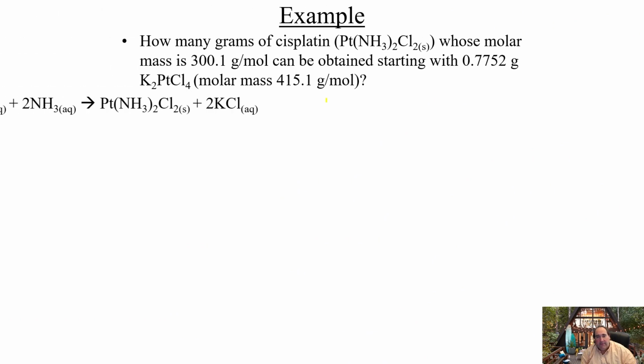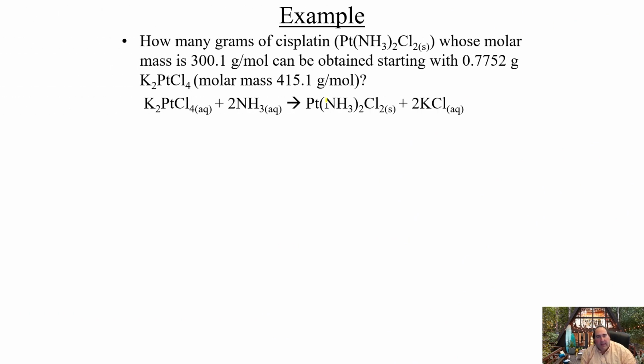So let's take a look maybe at another one here. See what you come up with here. How many grams of cisplatin, whose molar mass is 300.1 grams per mole, can be obtained starting with 0.7752 grams of K2PtCl4, molar mass 415.1 grams per mole? So they're nice enough to give us the molar mass. These numbers would come from the periodic table, but we don't have to look them up in this case. So give it a go. Same 4 steps. Okay, let's take a look at it.